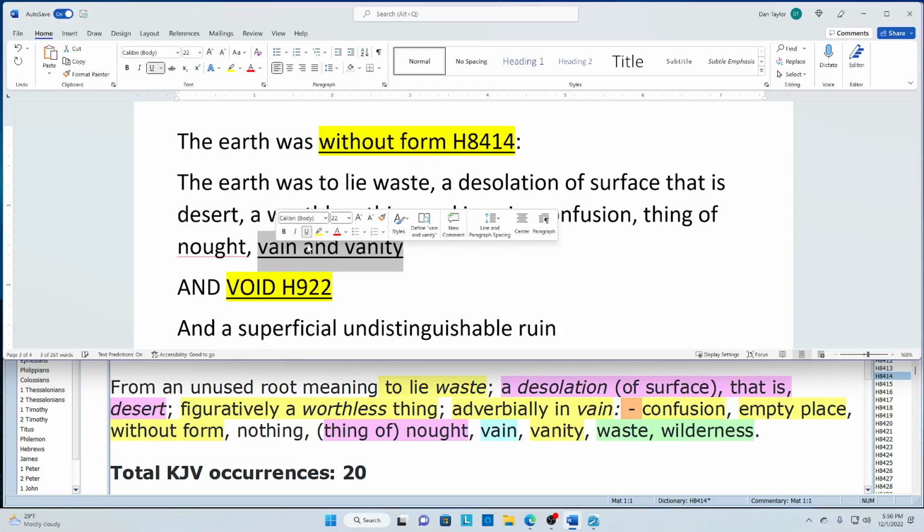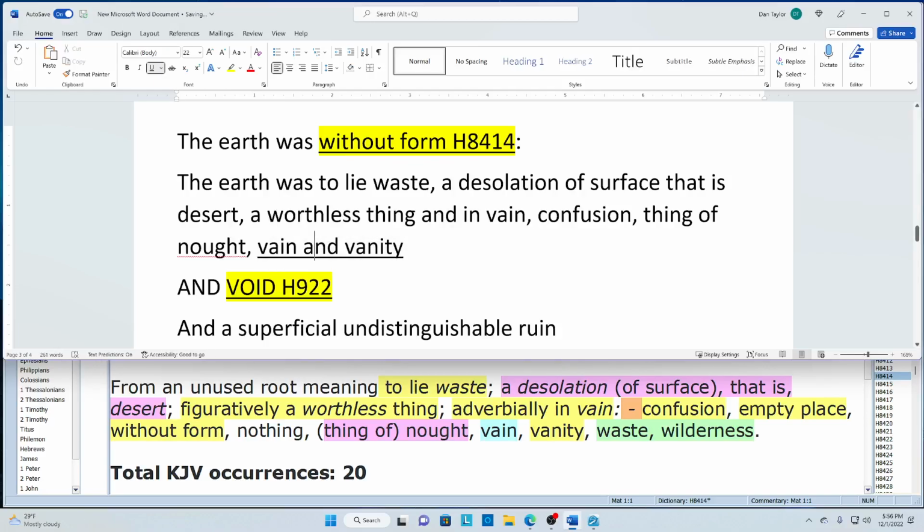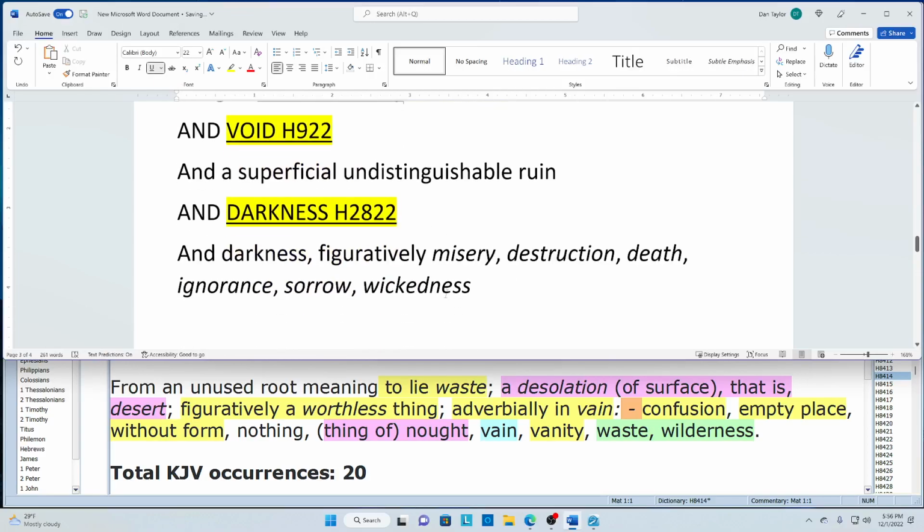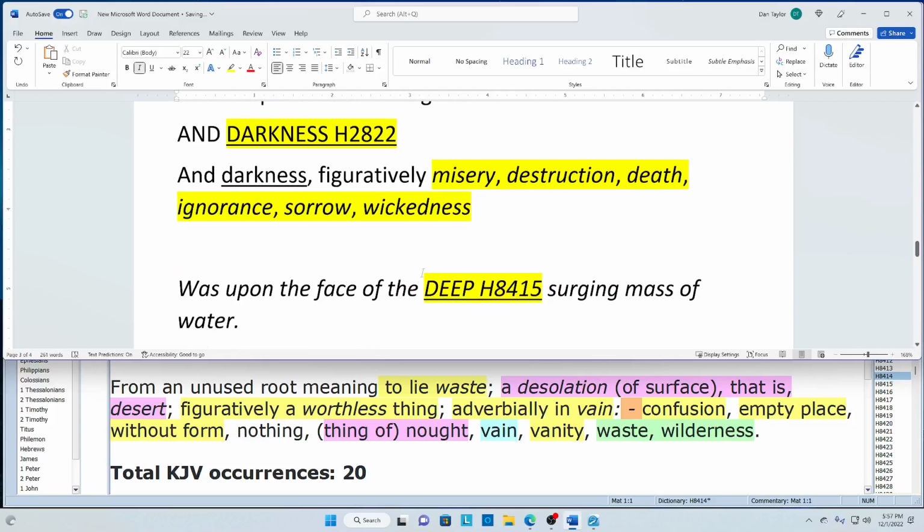Vain and vanity. So if this was supposed to be such a wonderful, beautiful place to live, then why is it vain and vanity? A worthless thing. Worthless. It is a superficial, undistinguishable ruin. And above the deep at that moment was misery, destruction, death, ignorance, sorrow, and wickedness, which is darkness. So remember, in God there is no darkness at all. And why is there no darkness in Him? Because this is all darkness. That's what darkness is. So all that was upon the face of the deep. Anyway, just think about that for a few minutes.